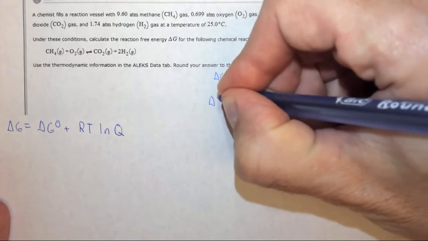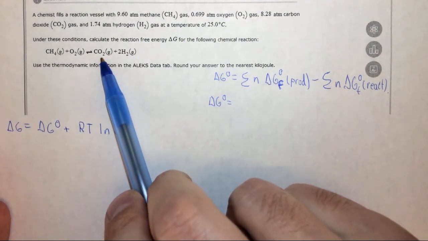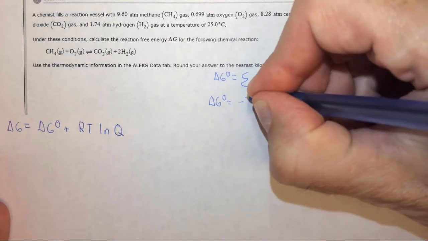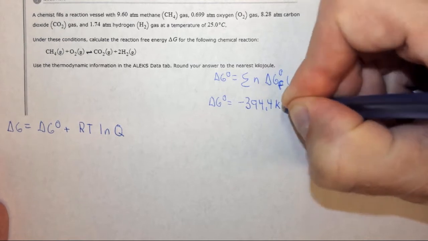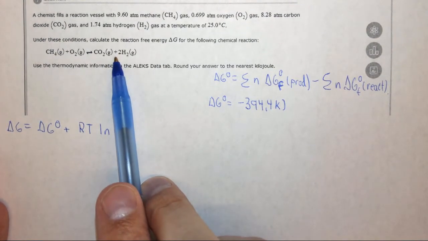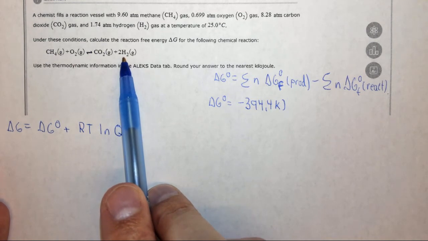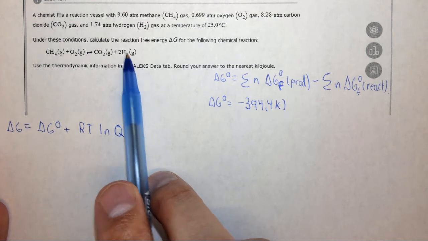So delta G naught equals, well, let's look at our first product. It's CO2, and there's only one of them. So on the table, it's minus 394.4 kilojoules multiplied by 1. Plus, well, the next product is hydrogen. That's an element, so it has a free energy of formation of 0. So we're not going to include it.